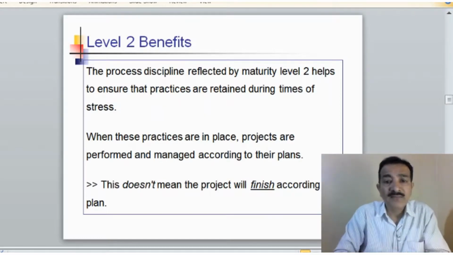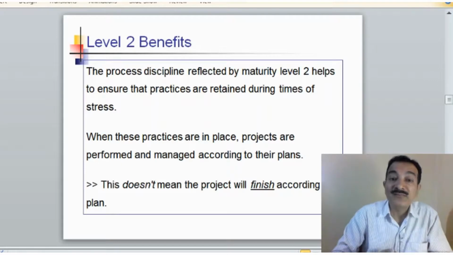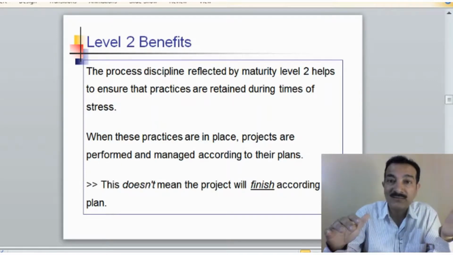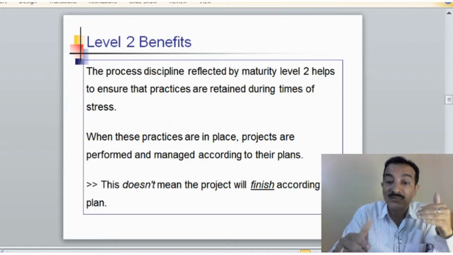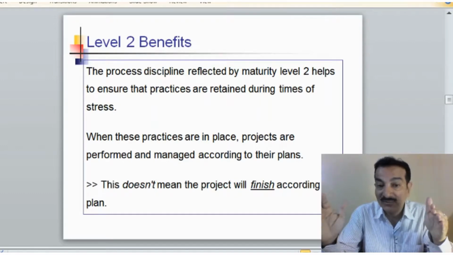Now, the level 2 benefits. At level 2, the process is disciplined. You have implemented the process, you are ensuring that everyone is following the practice, and you are having a managed project.